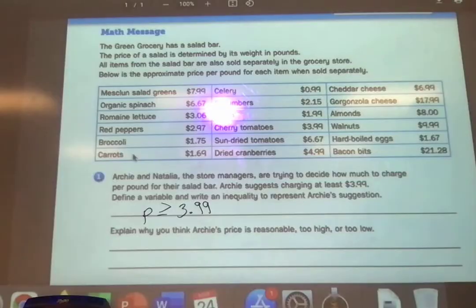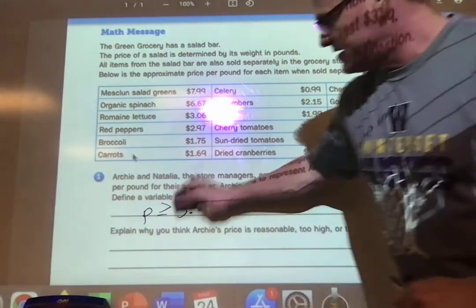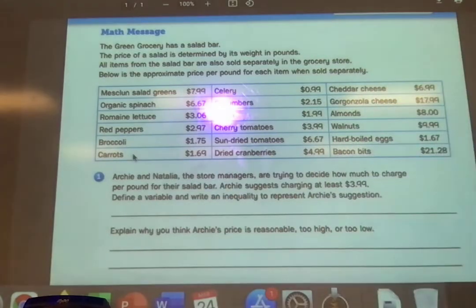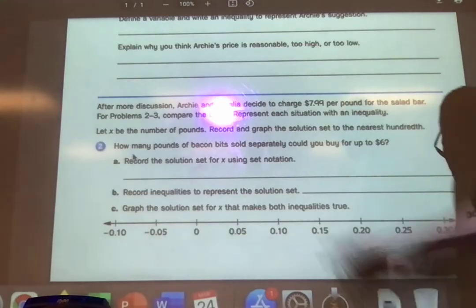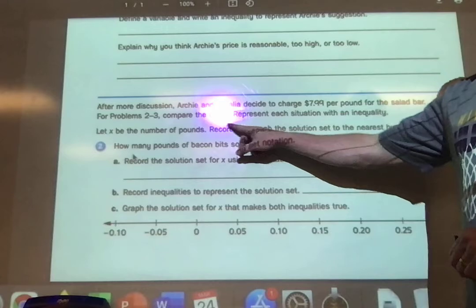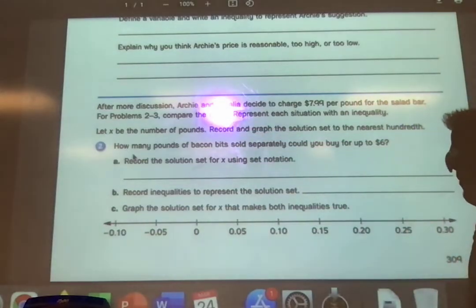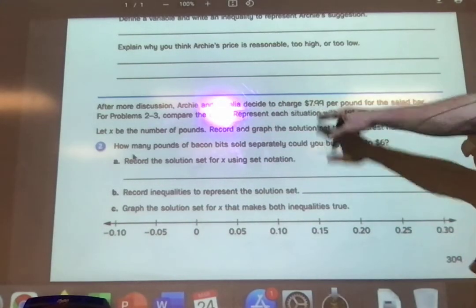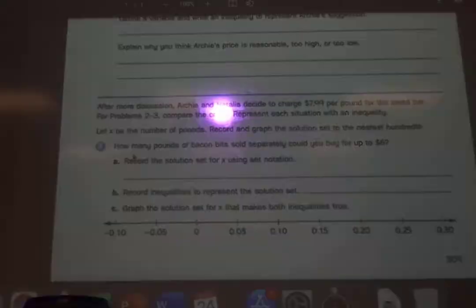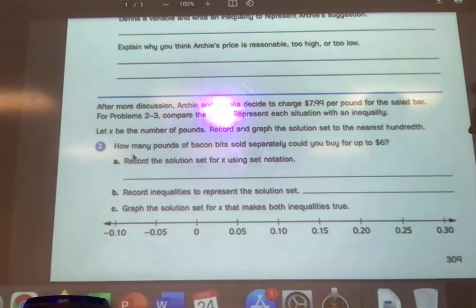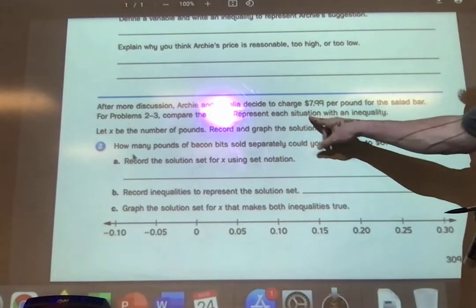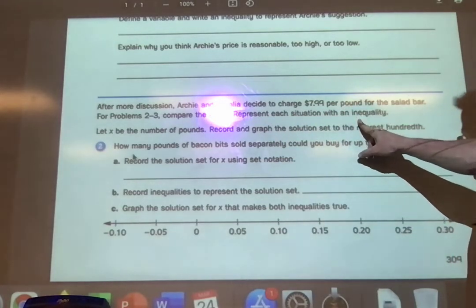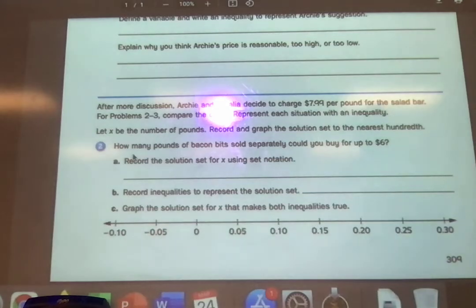All right, so we're going to go down and look at a problem that you're going to have to be able to do, and we'll talk about several ways to think about it. In this first situation, I know that light's in the way a little bit here, but Archie and Natalie decide to charge $7.99 per pound for the salad bar. We're going to compare those costs a little bit, and we're going to try to represent these situations with inequalities. So we'll just follow through this set here and talk about how to think about some of these things.